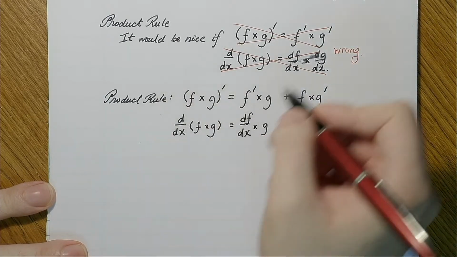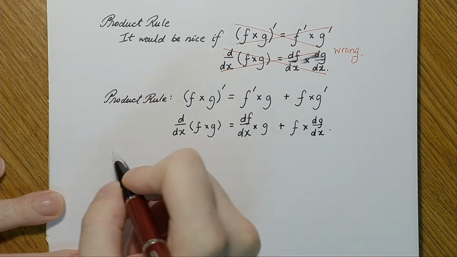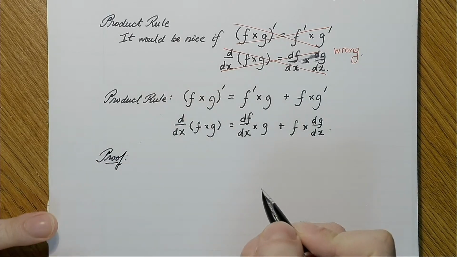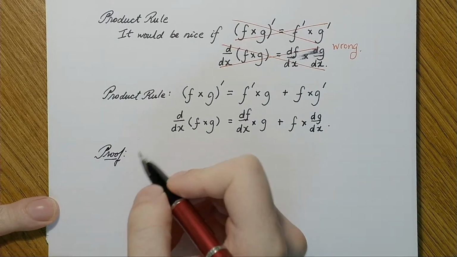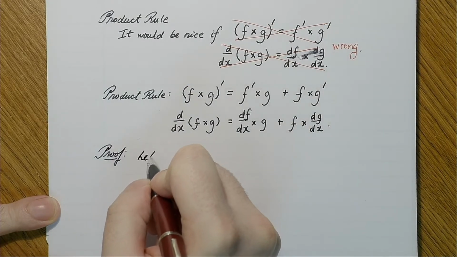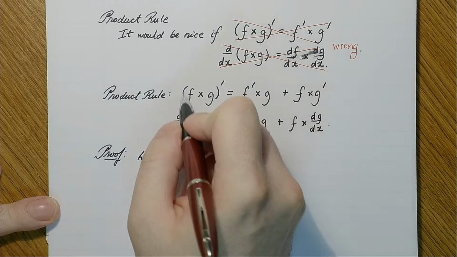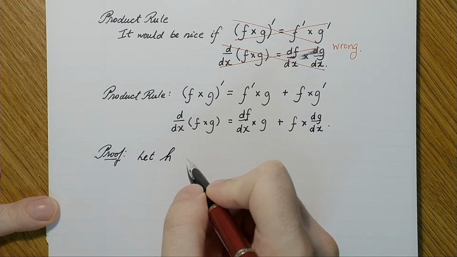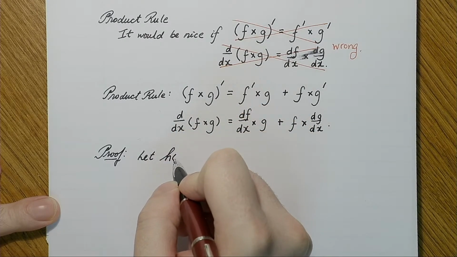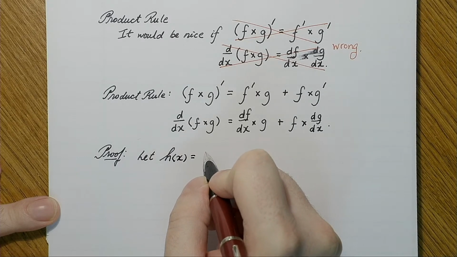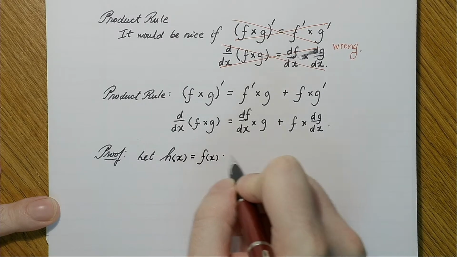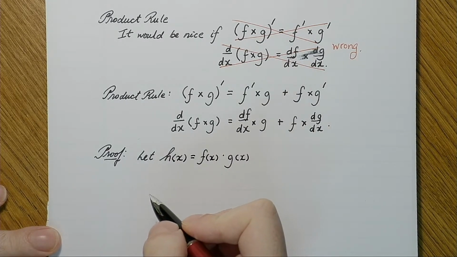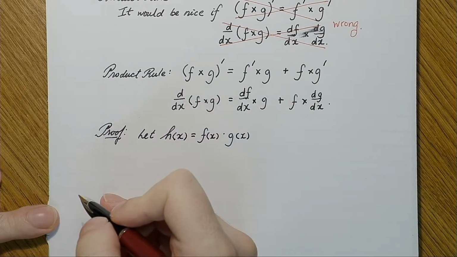So why doesn't it work like our limits? Well, let's do the proof for it, because you have to see it to believe it. What we're going to do is create this function of functions. We're going to call f times g, h. So I have f and g, and I'm going to take the derivative of that.